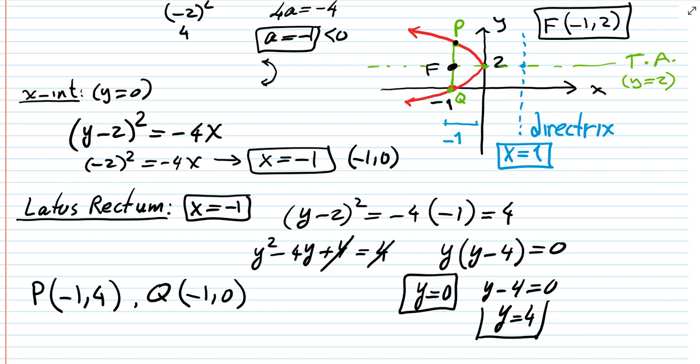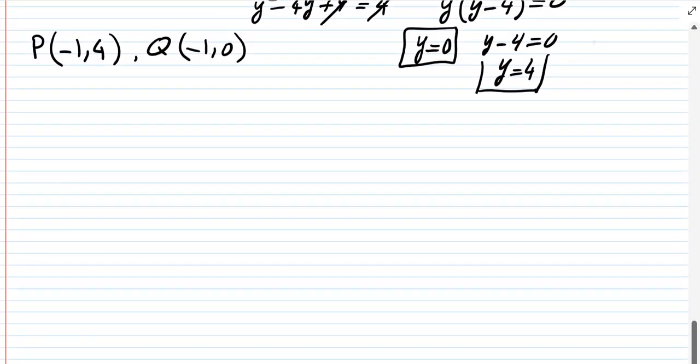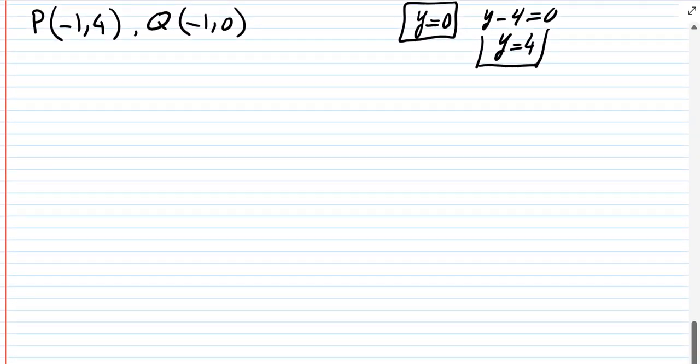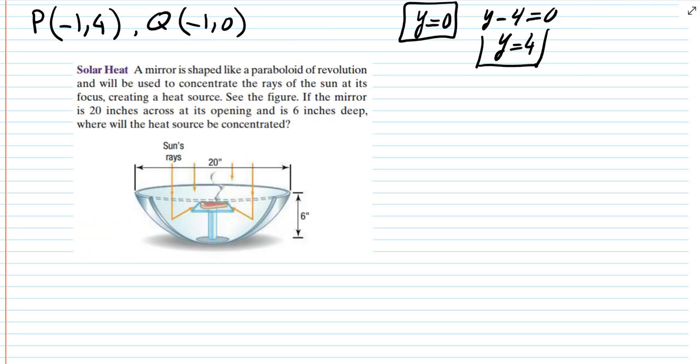Okay, so maybe I'll finish this with an application. So let me grab a problem from the book, and we'll work that one. Let's take a look at this example, our final and last example. In this example, we're given a mirror. A mirror is shaped like a paraboloid of revolution. What is a paraboloid of revolution, by the way?